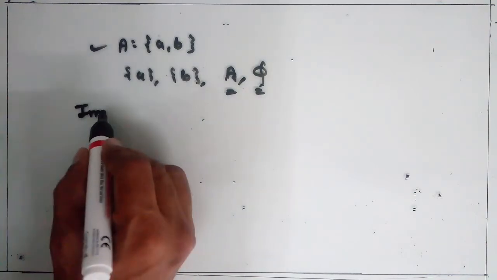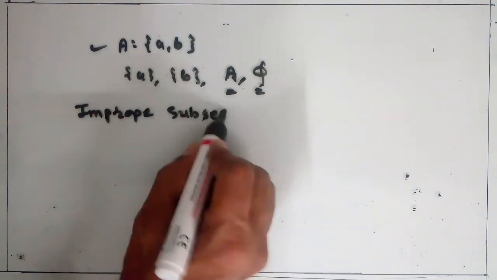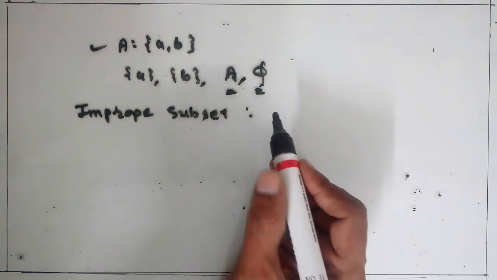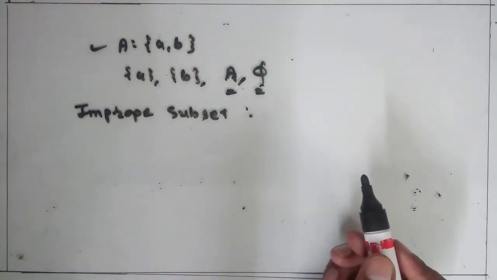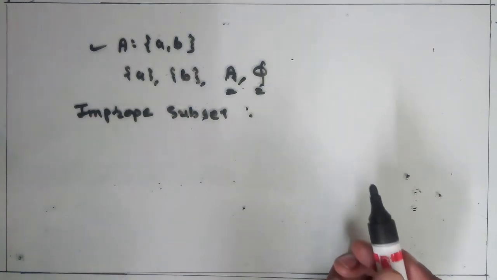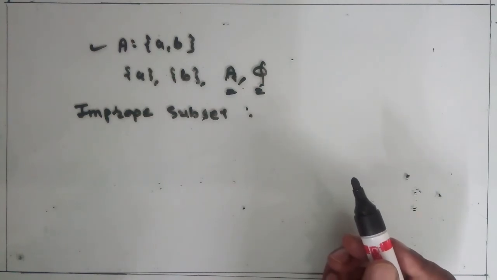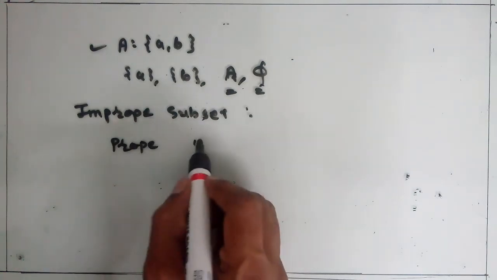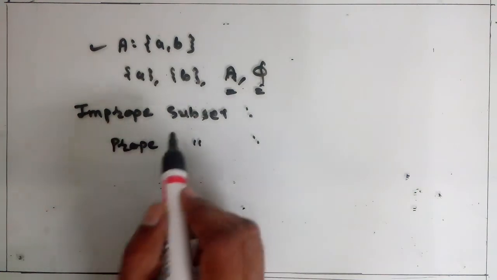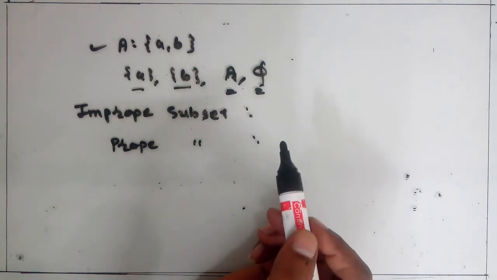So remember this, improper subsets. For a given set A, the subsets A and a null set are said to be improper subsets, and for proper subsets, the subsets of A other than A and a null set, that is {a} and {b}, are said to be proper subsets. Clear?